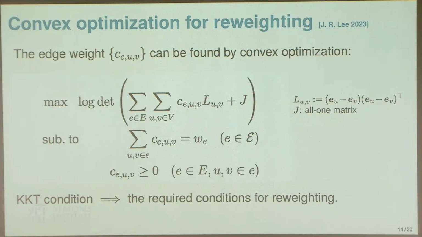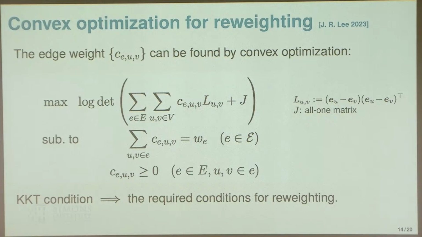optimization problem. This is the condition that we distribute weight w_e to edges in the clique. J is the all-ones matrix, but this is not that important because it is just to make the matrix non-singular. The important thing is here: we are assigning weights to edges, we get an undirected ordinary weighted graph, and we are maximizing log det of it. What is the maximum value of log det?